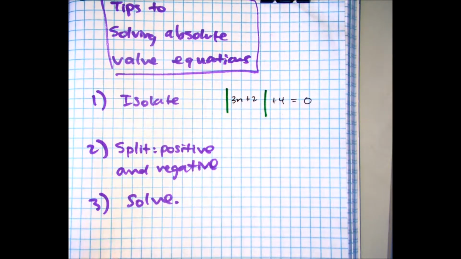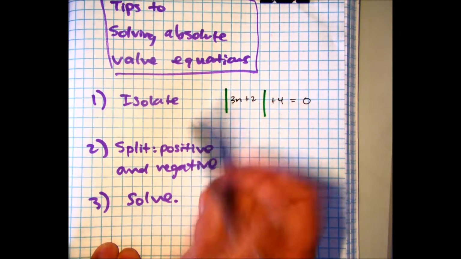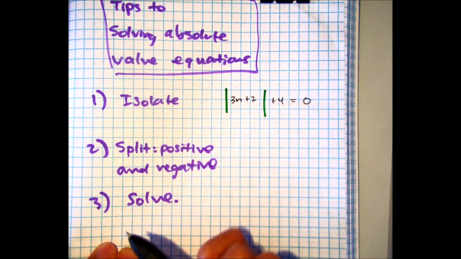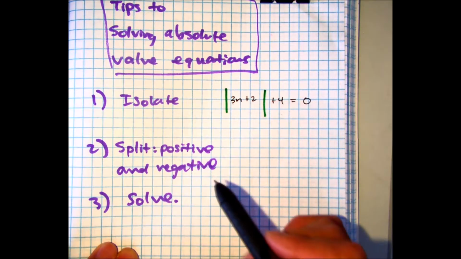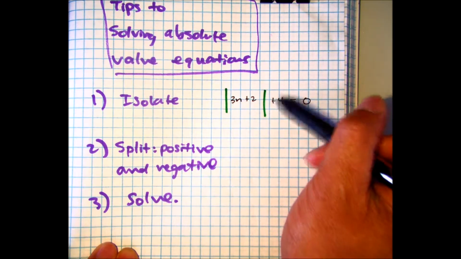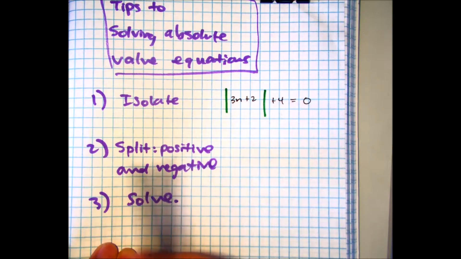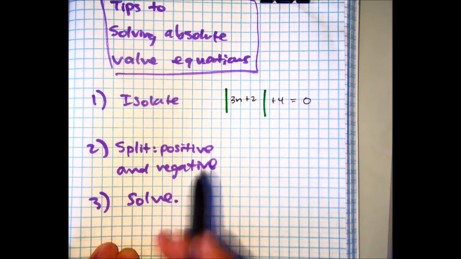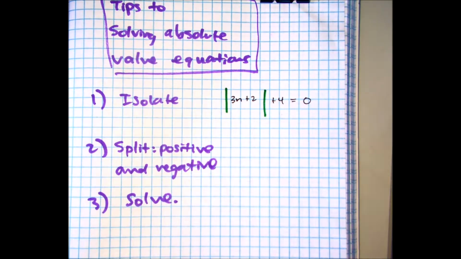Alright, so I have some tips to solving the absolute value equations. Number 1, everyone say isolate. In this problem, it's not isolated. You see the positive 4? Okay, we're going to have to get rid of that. Number 2, we're going to split to be a positive and negative, which I showed you in the previous example, and then we're going to solve.